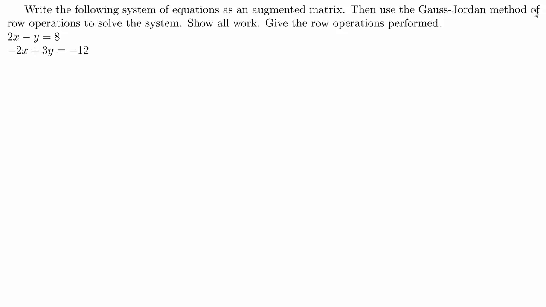Hello. In the following problem, we want to write the following system of equations as an augmented matrix. Then we want to use the Gauss-Jordan method of row operations to solve the system. We want to show all work and give the row operations performed. Okay, to begin with, we have 2x minus y equals 8, and we have negative 2x plus 3y equals negative 12.